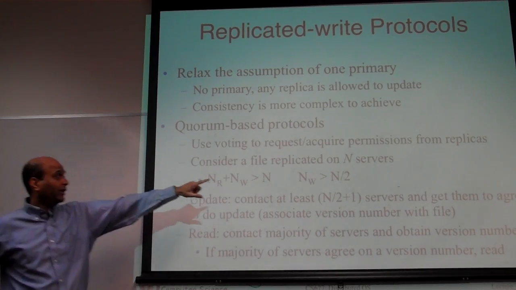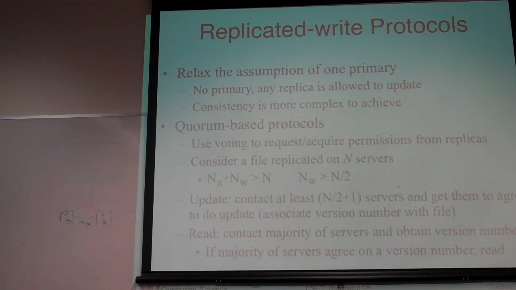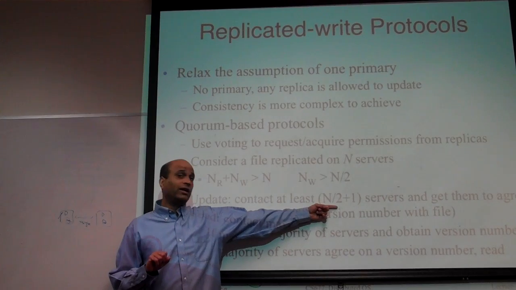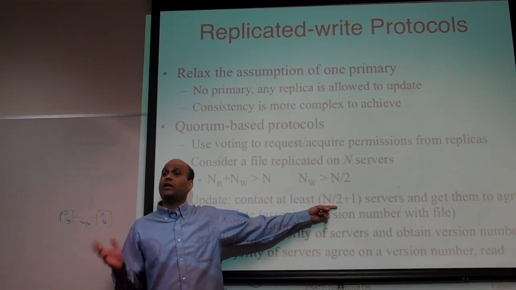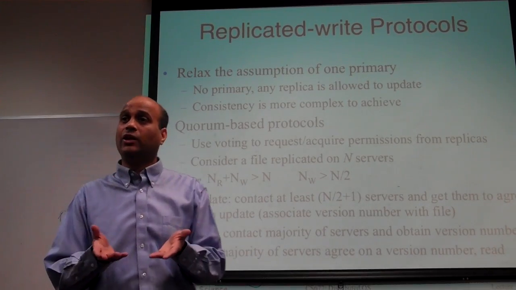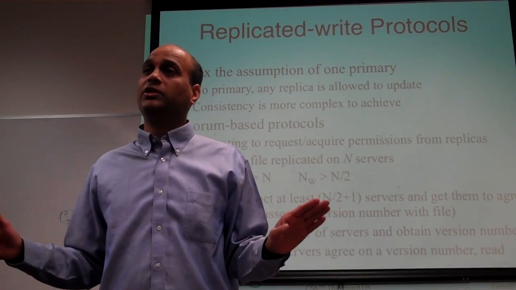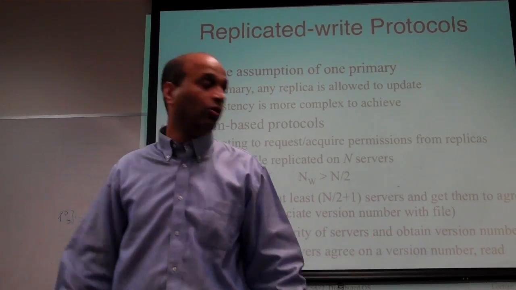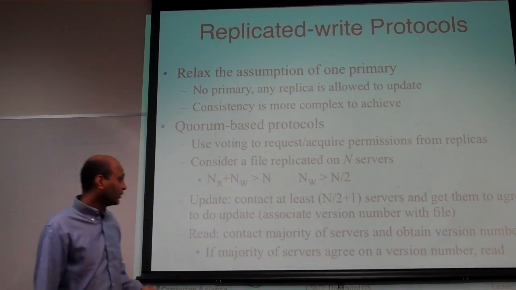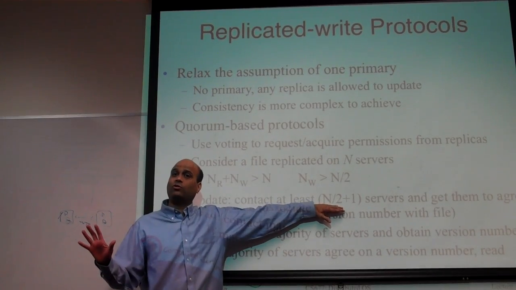Let's say there are n servers and a file is replicated on all n servers. Whenever a write comes in, you need to update at least n over 2 plus 1, strictly greater than half the servers, before the write finishes. Let's say you issue a write request to your local machine, which is one of the replicas. That local machine has to ensure that the write has actually gone to at least these many servers. That is referred to as the write quorum. That's the number of machines that have to have seen the write.